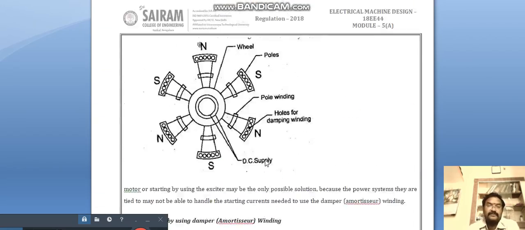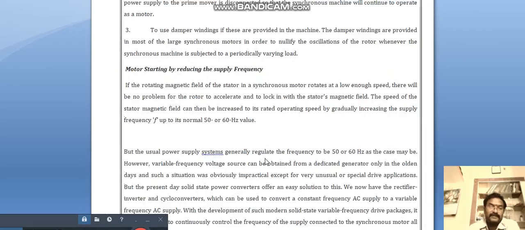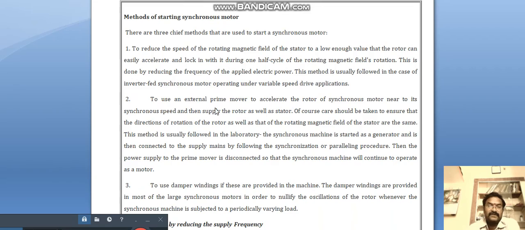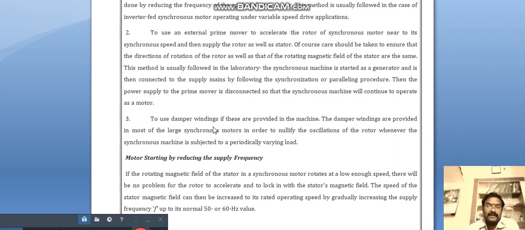So there are three methods of starting. One is reducing the frequency, the second is external prime movers, and the third is damper winding. For external prime movers, a pony motor is used, and for reducing frequency, cycloconverters are used. In damper windings, we use the damper winding as a part of starting for the synchronous machines.